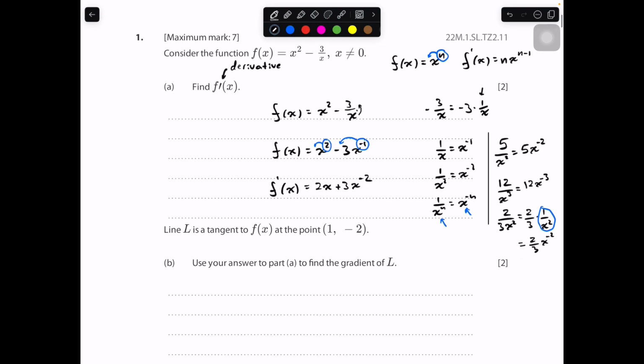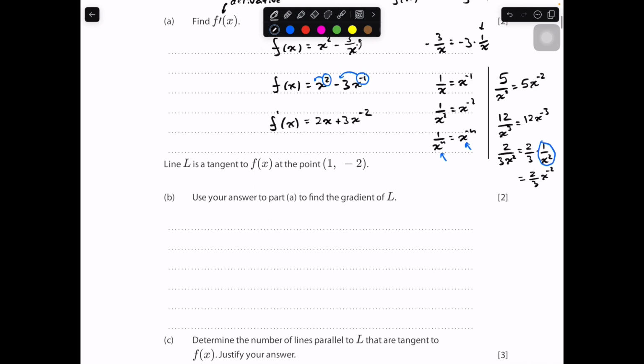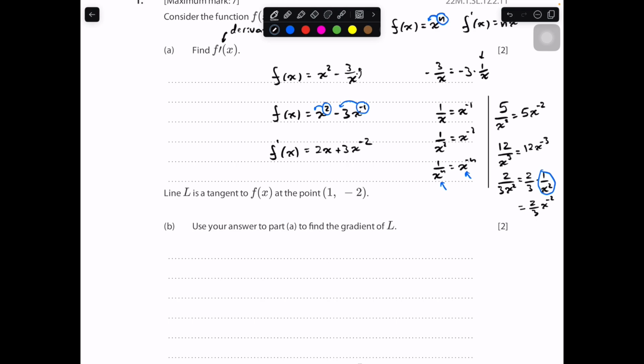Okay, that was the first part of this question. The next part, they're telling us there's some line L and it's tangent to f of x at the point (1, -2). Just a reminder of what tangent means. Tangent means that if we have some function, let's say like this, and it's at some point right here, if we're looking at a tangent line, we're looking at a line that just touches the function just barely. Essentially, it's the slope of a line at a given point. So that would be one tangent line.